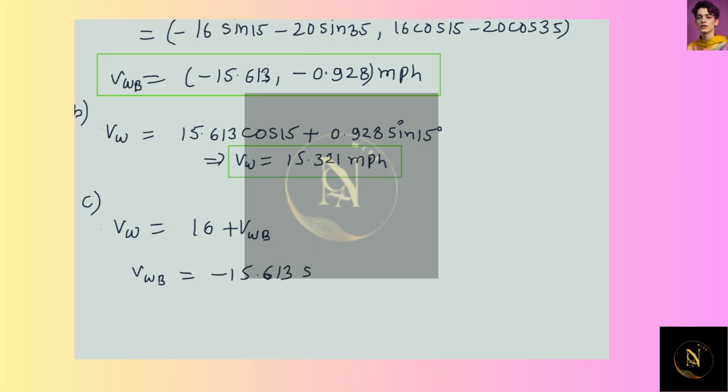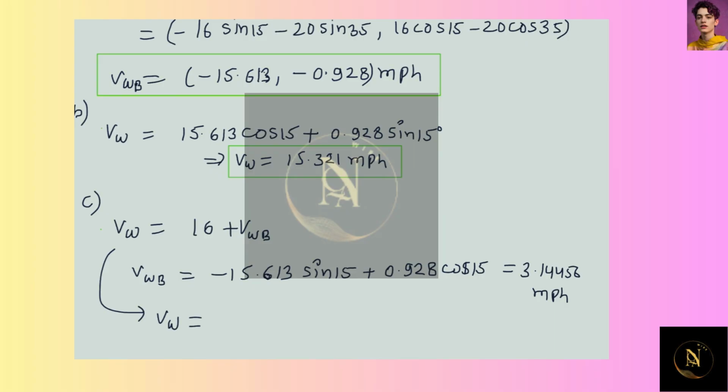15.613 sine 15 plus 0.928 cos 15 degree. So after solving this, we can obtain the value as 3.14456 mph.